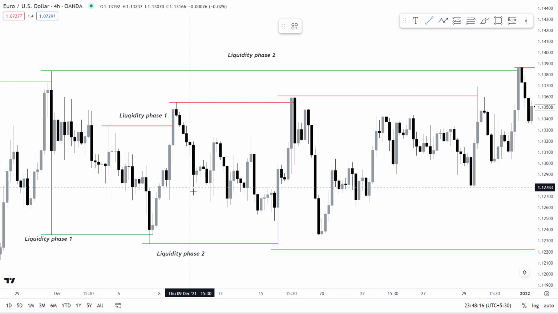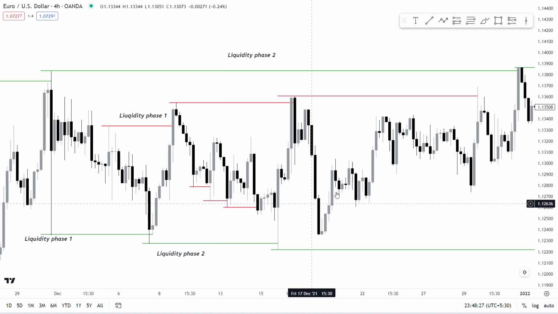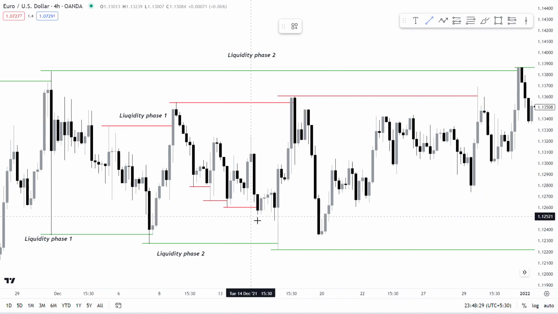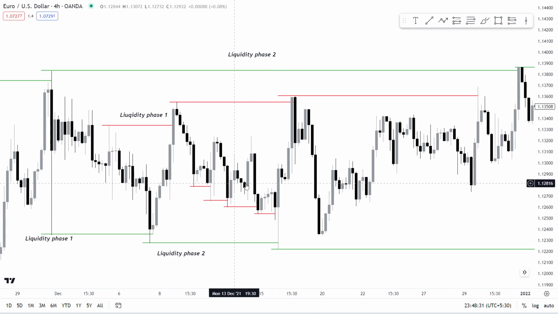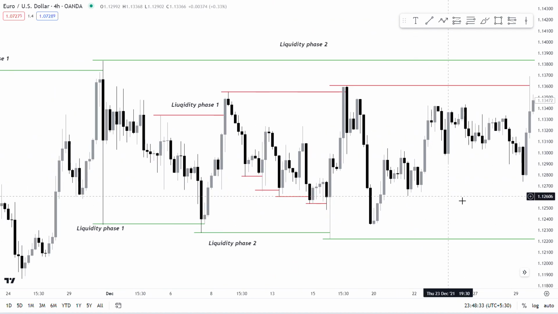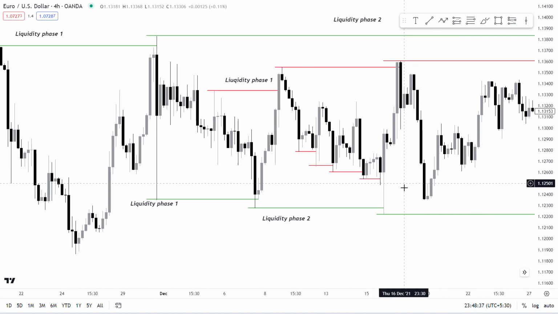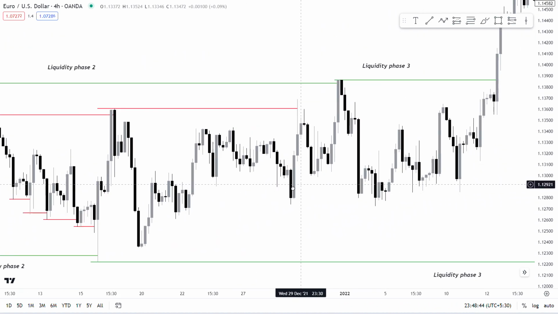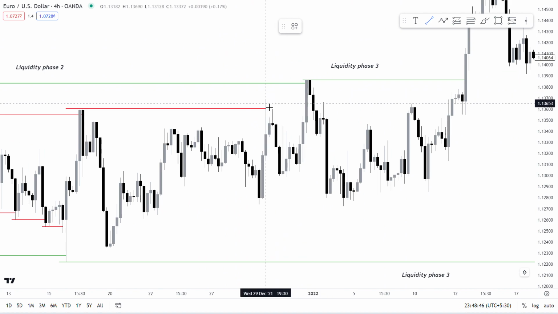Internal liquidity phases. Liquidity phase 1, liquidity phase 2, liquidity phase 3. And one more important concept I wanna explain here is, if two of the liquidity phases are aligning with each other, here the internal liquidity phase is aligning with the outer liquidity phase. Now this is a very high probable setup here. And again, liquidity phase 4.